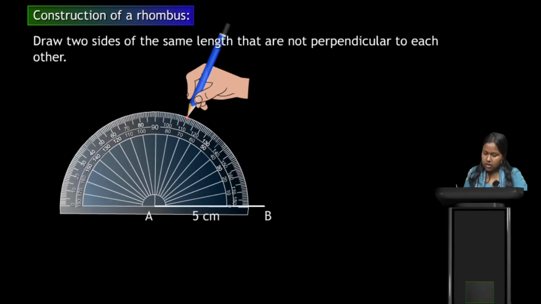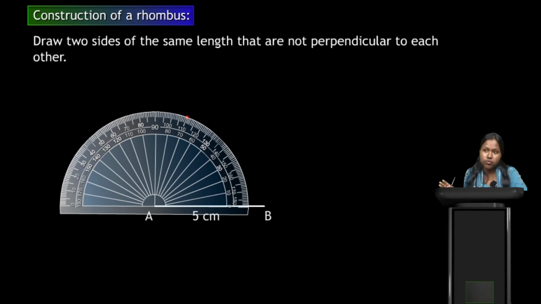Next, with a protractor, you see, we are making it a rhombus. A rhombus has all sides equal, but a square has all angles 90 degrees. So this is the difference between a rhombus and a square. Here we are not making that special type of rhombus which is called a square.